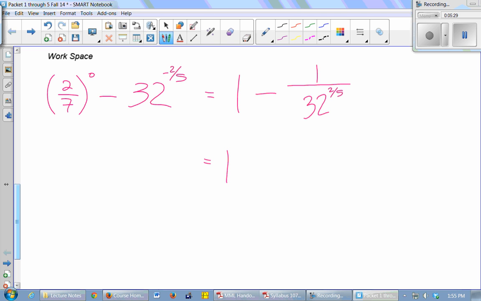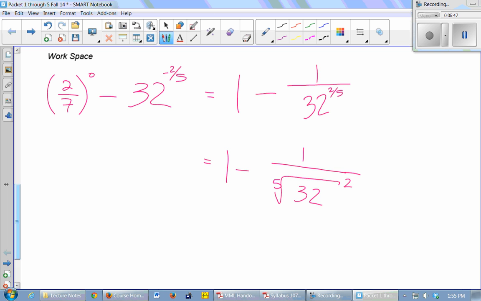Okay, so this is 1 minus 1 over 32 to the 2/5. 2 is the exponent, 5 is the root. So this is the 5th root of 32 squared. So the 5 is the root and the 2 is an exponent.